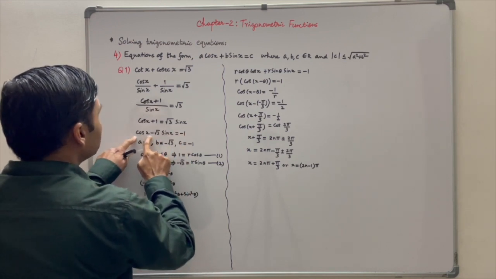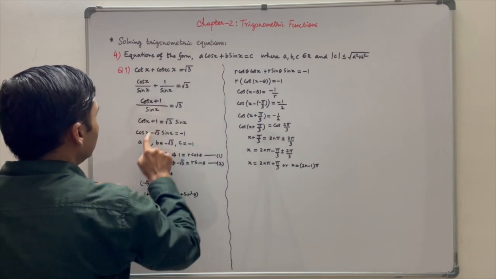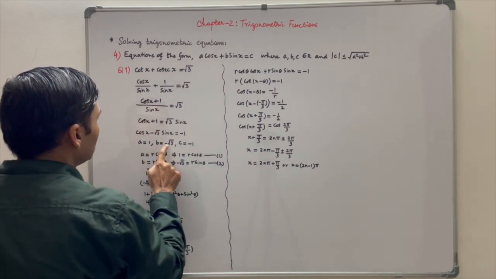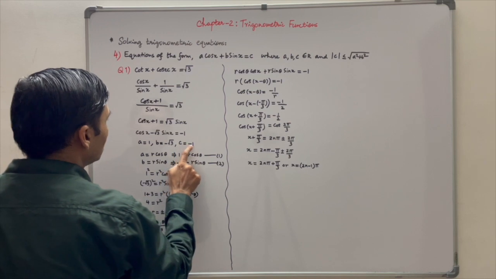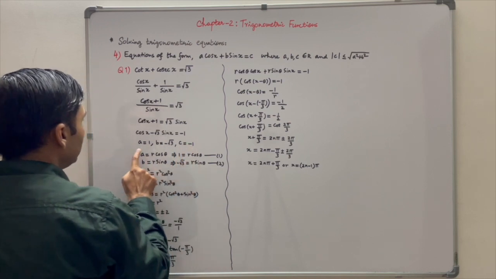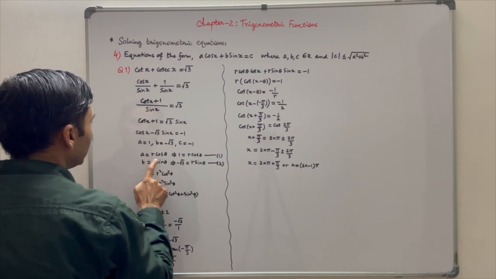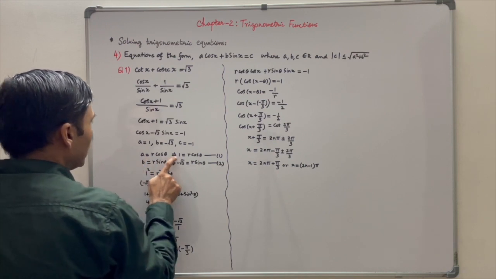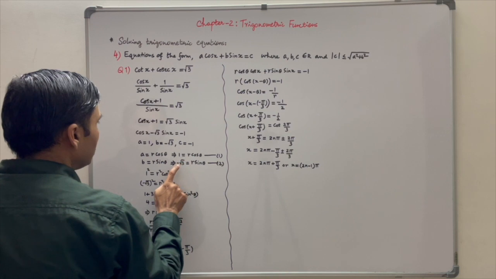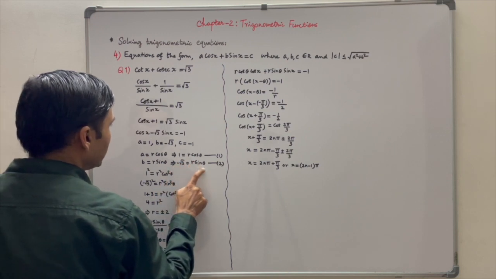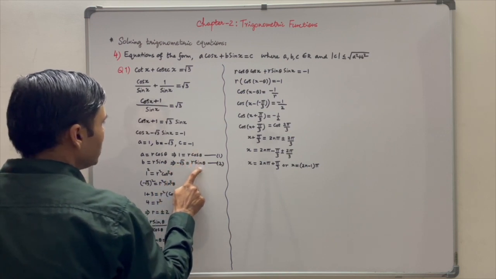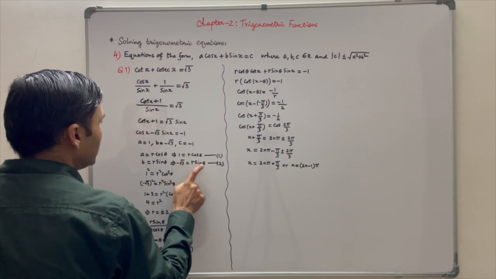Now compare this equation with this. So a = 1, b = -√3 and c = -1. In place of a, write r cos θ, and in place of b, write r sin θ. So 1 = r cos θ and -√3 = r sin θ. From these two equations, we can figure out r and θ.